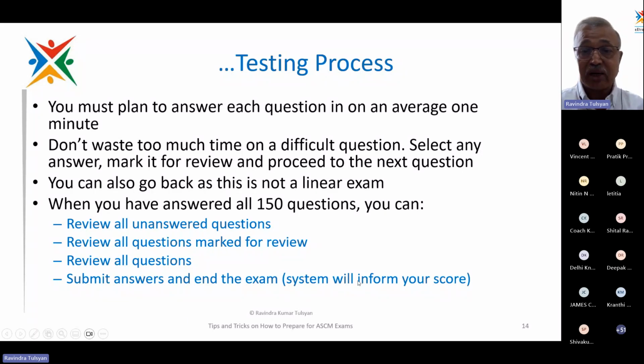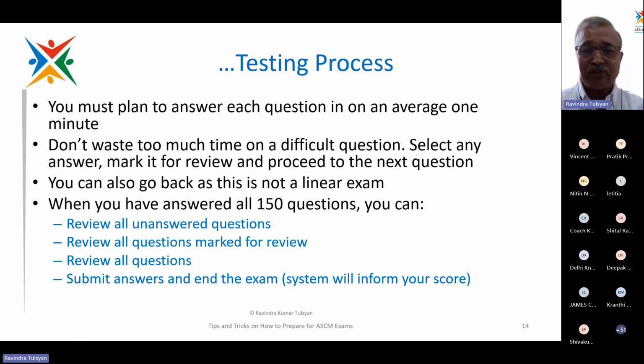So don't spend a lot of time in the first iteration. Quickly mark it for review. Pick any one answer before you go to the next question. Pick at least one answer and then go to the next question. And you can also go back to any question if you want, because this is a non-linear exam.